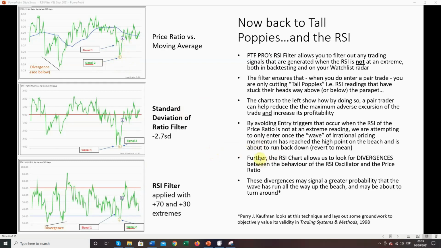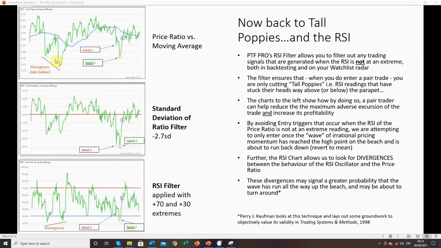The other thing I wanted to touch on is the RSI chart allows us to look for divergences between the behavior of the RSI oscillator and the price ratio. These divergences may signal a greater probability that the wave has run all the way up the beach and may be about to turn around. So we don't have it here. I can't see the divergence here. But let's look at this one, for example.